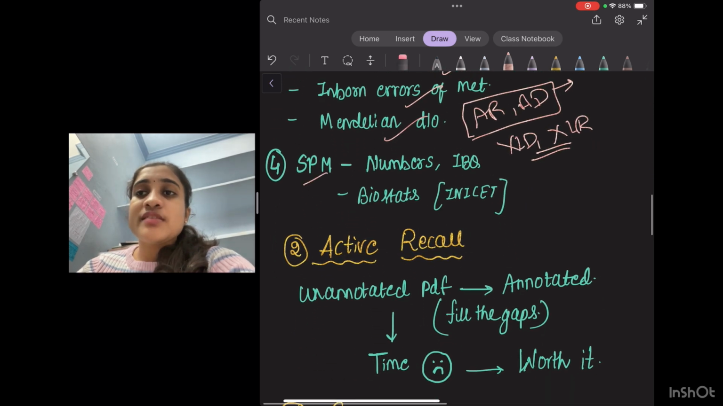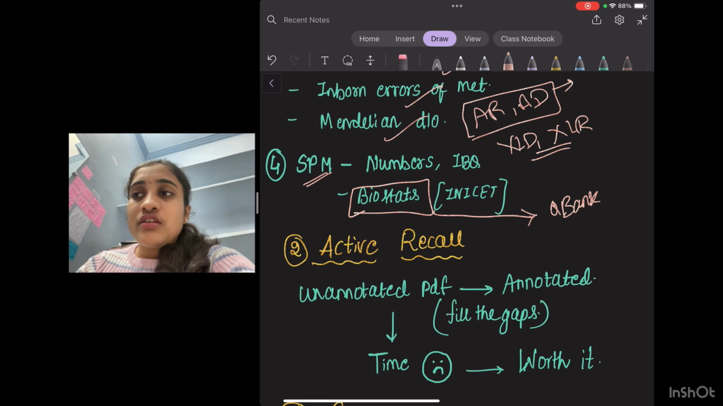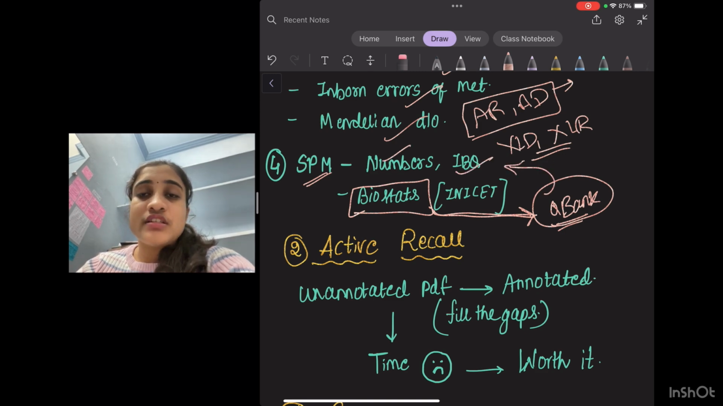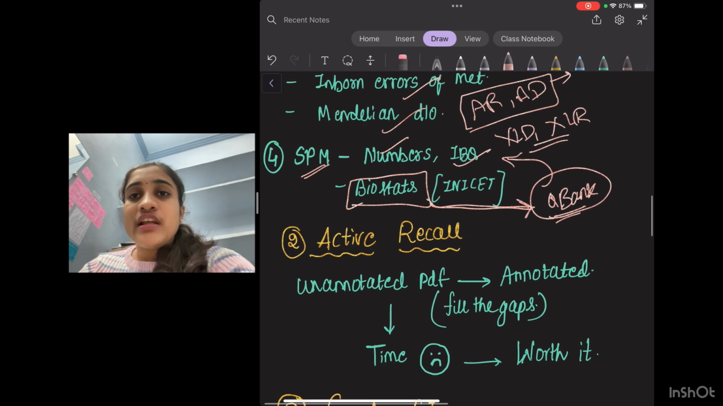And coming to SPM, INICET's favorite is biostats. So solve all the questions in biostats in QBank. Read biostats, go to the QBank, solve everything, and come back to the custom module and solve these numbers, image based questions, problems, everything, because most of the questions in SPM are biostat. Do not rely on the May INICET 2024 exam, because it is not of a particular subject, they have not divided equally.